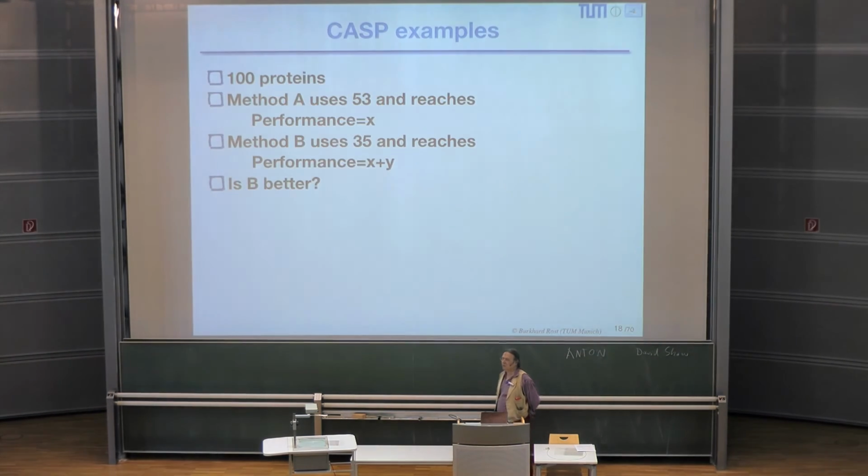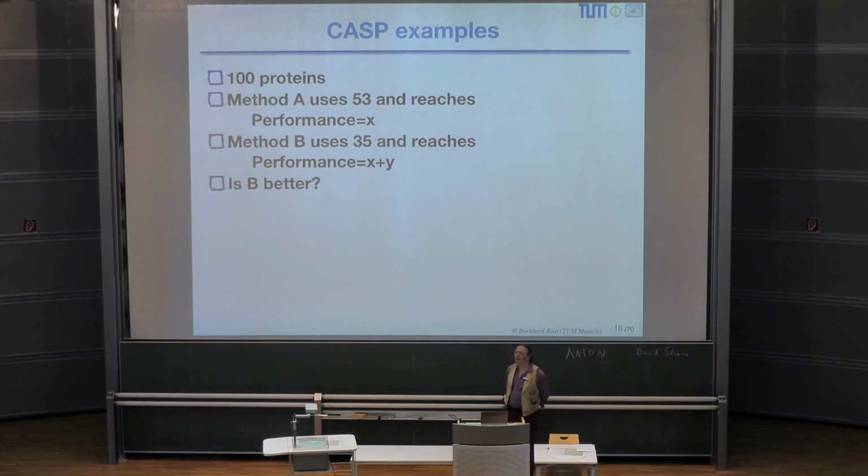Problems with CASP are, the first thing is the limited number of proteins. There's a lot of effort to find the experimentalists who submit their proteins. Typically it's 100 proteins. That's one issue. Now we get into another issue here. The issue is, for instance, assume that method A uses 53 proteins and reaches performance X. Method B uses 35 and reaches X plus Y. Is B better? Assuming Y is a positive number.